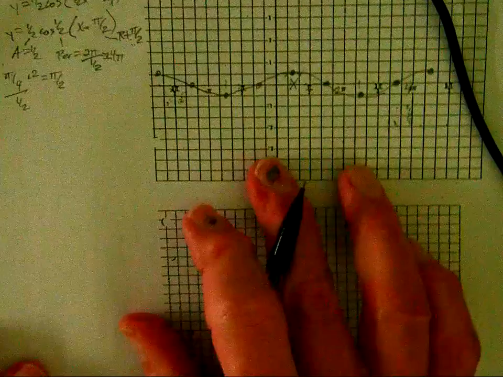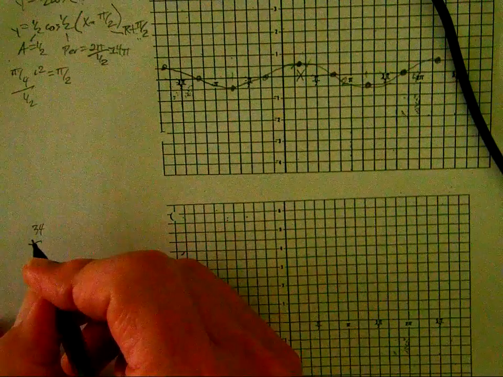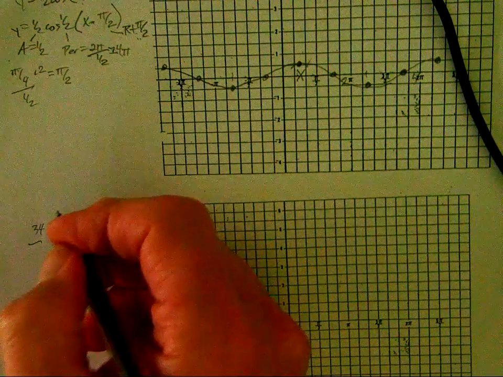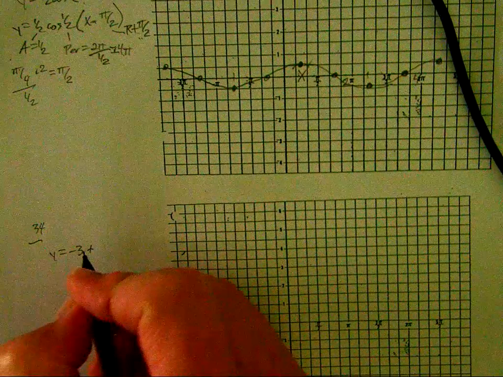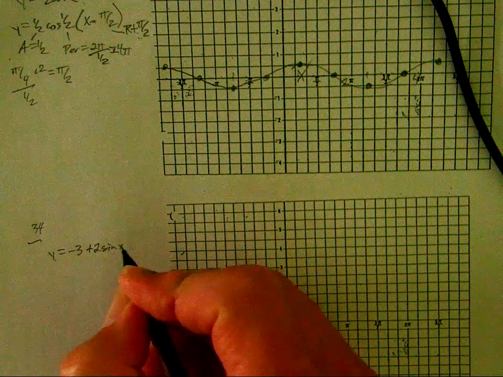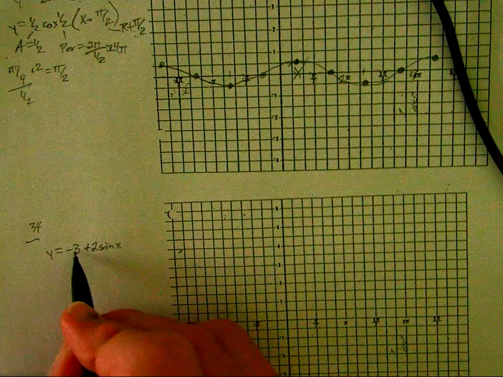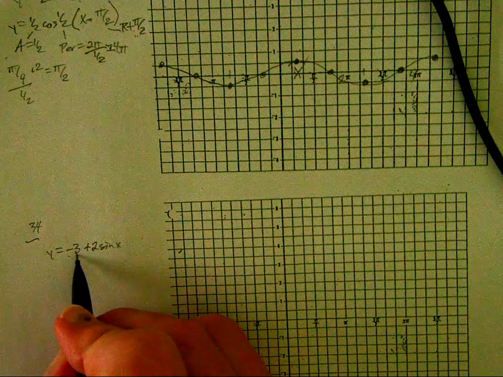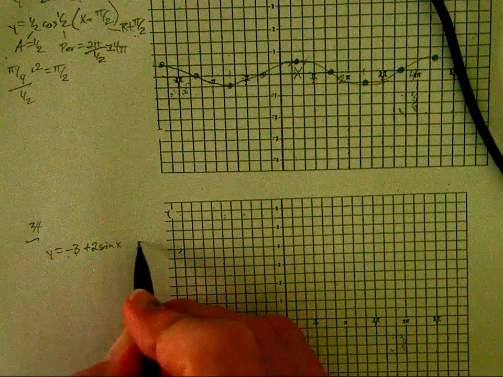We also did 34 just to get one with a vertical shift in it. So 34 says y equals -3 plus 2 sine x. Now notice here, in the general formula, this is the vertical shift. I put it at the end. I actually like it in the beginning. This is the way I usually do it. But it can be either place. Some books, some people do it in the end, some do it in the beginning.